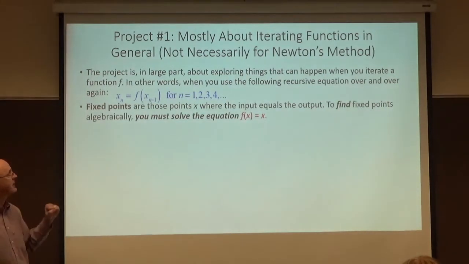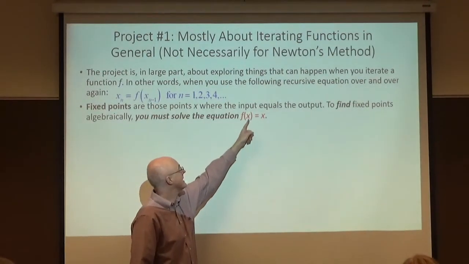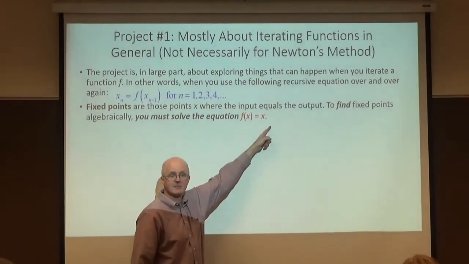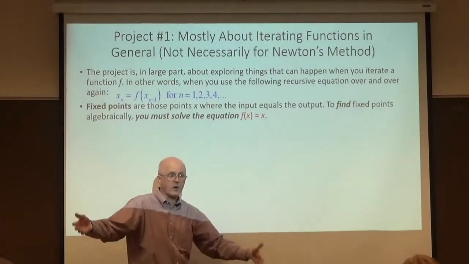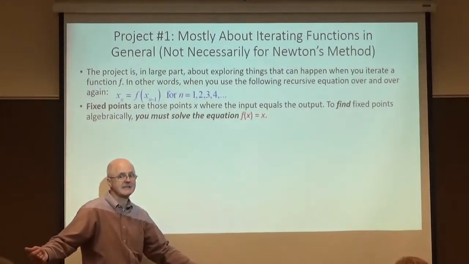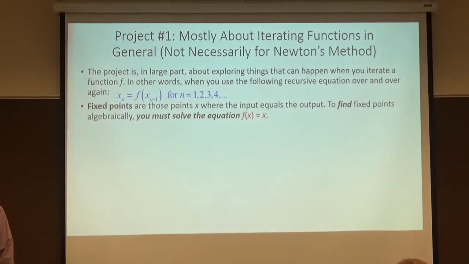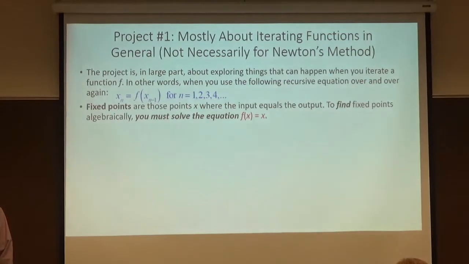Algebraically, to find the fixed points, you've got to solve this equation, f of x equals x. Where does the input equal the output? Typically, that occurs at maybe 1 or 2 spots, for our typical kinds of examples, at least. It can occur more, but for our typical examples, it occurs at maybe 1 or 2 spots. You've got to solve that equation.